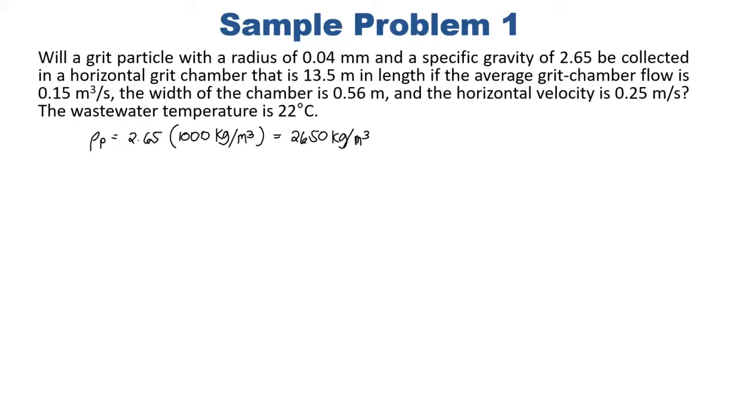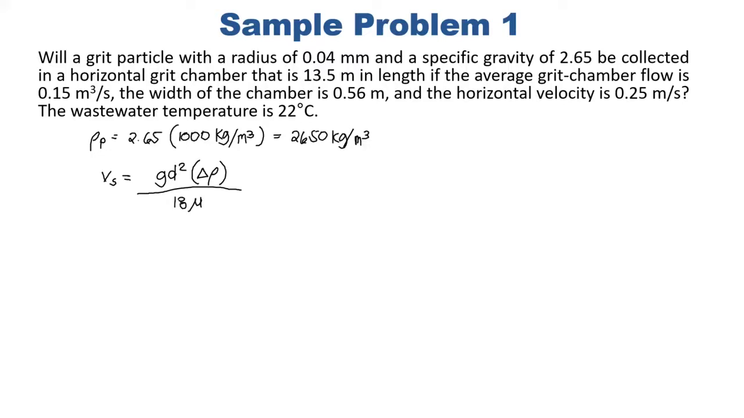Now we already have the density of the particle. The next thing we're going to calculate is the settling velocity of the particle. We will use the Stokes law. For the formula of Stokes law, the settling velocity is equal to the gravity times the diameter of the particle raised to the second power, multiplied by the difference of the densities, divided by 18 times the viscosity.